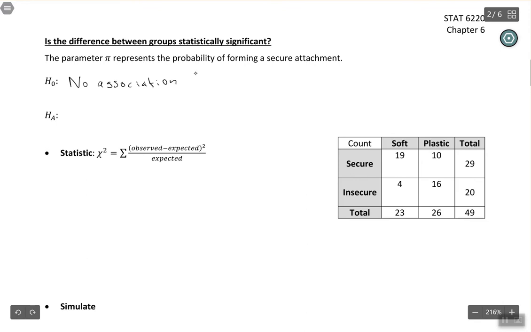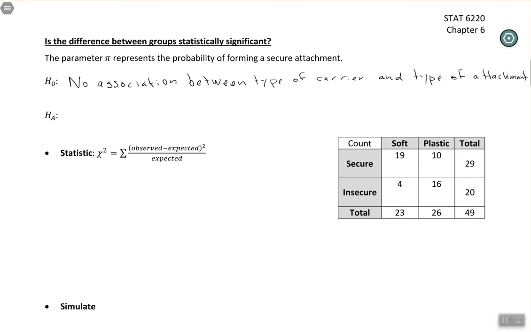So we're going back to that infant attachment study. So here it's going to be no association between the type of carrier and the type of attachment. Right? We're sort of assuming that what type of carrier the mother used didn't make a difference.